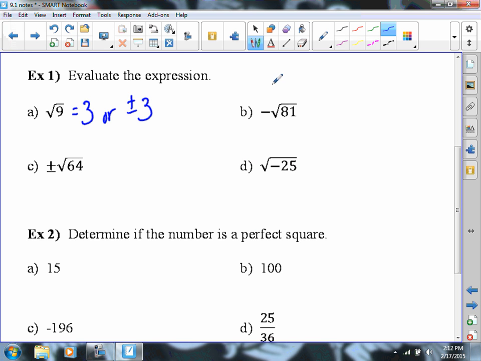Okay, if you have a negative out front of your square root, just take the square root of the number that's inside the square root and then make your answer negative. So the square root of 81 is 9. So then you just leave the negative out front of the 9. So you get negative 9 for your answer. Same thing with the little plus or minus. If there's a little plus or minus out front, you evaluate your square root. The square root of 64 is 8. And then you'll just leave the plus minus out in front.